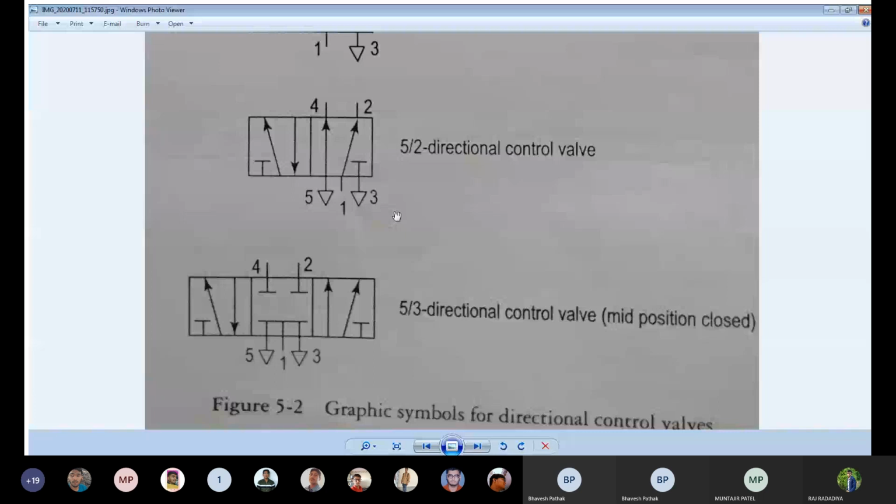Then a 5x3 directional control valve you can see here. So just a minute.